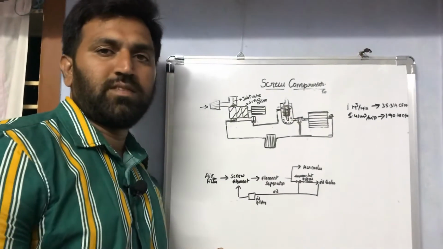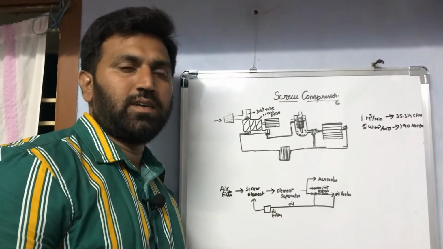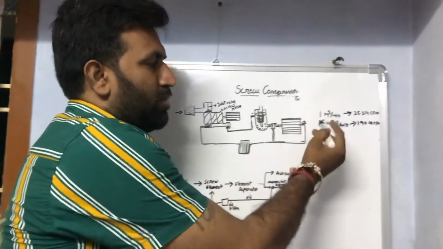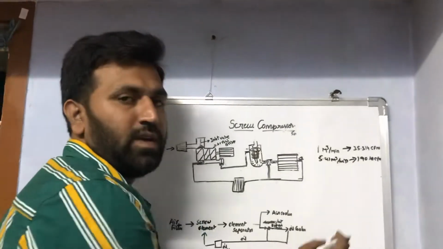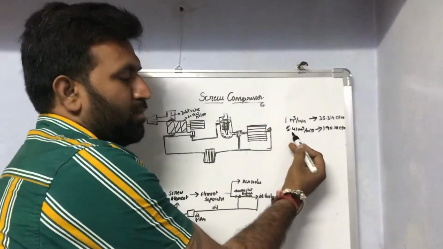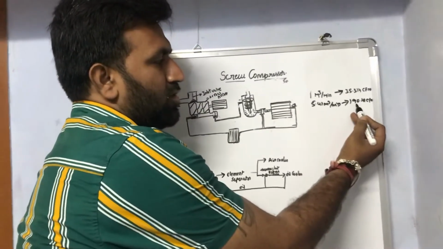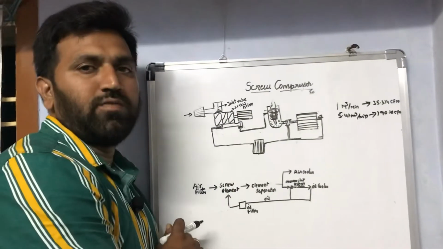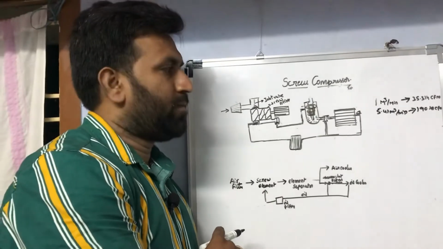Our compressor capacity is 5.41 meter cube per minute. 1 meter cube per minute means 35.314 CFM. In our company we are using 5.41 meter cube per minute, which means we are using about a 190.41 CFM compressor, and it's about a 30 HP motor.